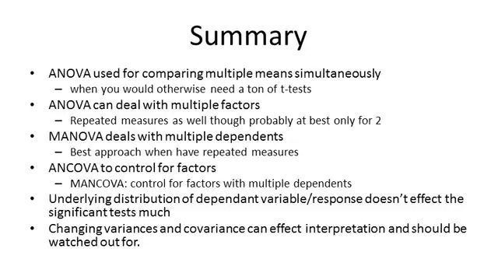So MANCOVA deals with multiple dependents. It's the best approach when you're dealing with repeated measures. ANCOVA is used to control for any factors that you want to tweeze out of the test. MANCOVA is the same as ANCOVA, just now you can also control for factors with multiple dependents. And then on top of that, the underlying distribution of the dependent variable responses doesn't really affect the significance test much, but the changing variances and covariances can affect the interpretation and should be watched out for.